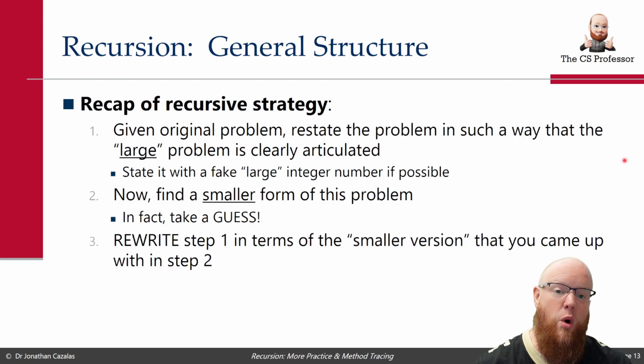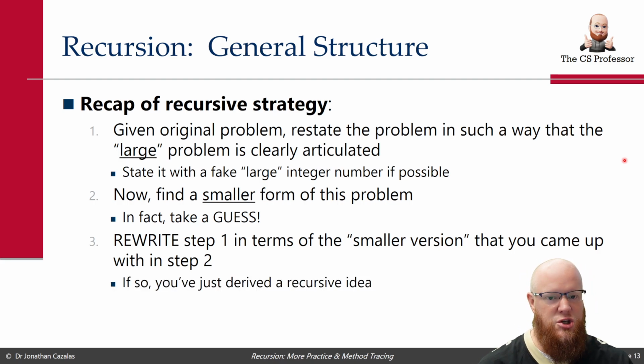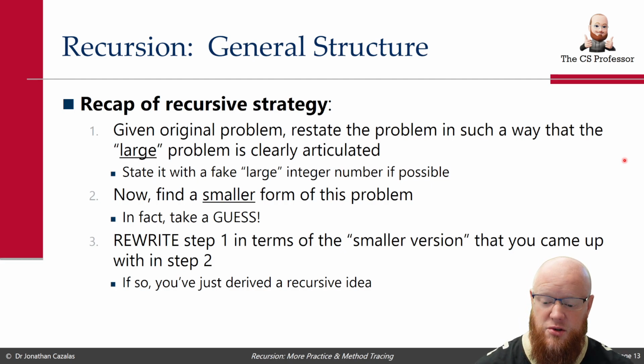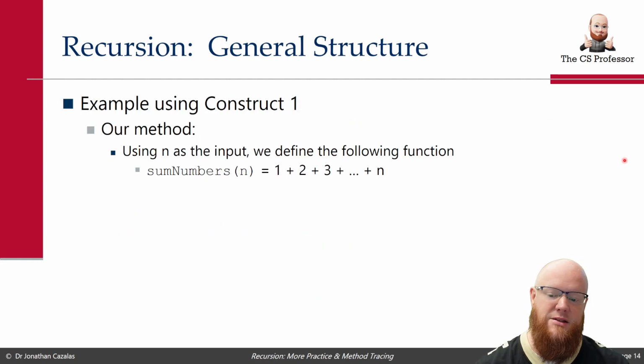Step 3, rewrite step 1 in terms of the smaller version that you came up with in step 2. Check to make sure that the smaller version is in fact part of the answer to the original. And if so, we just derived our recursive idea. Step 4, make sure you have a base case, a way to exit that recursion. Step 5, let's code it up.